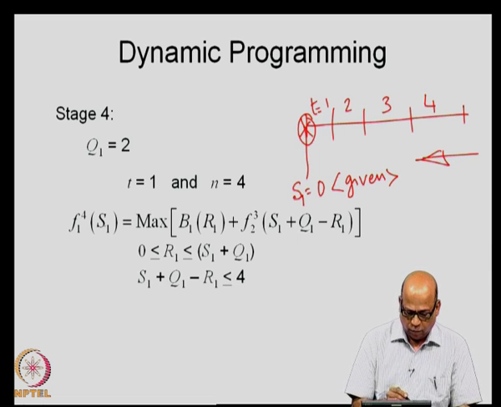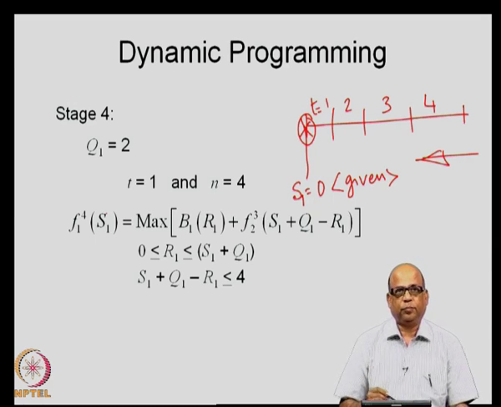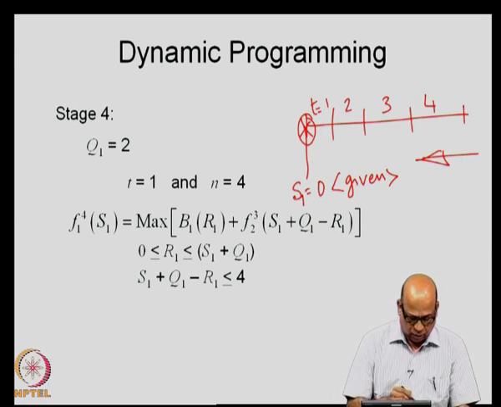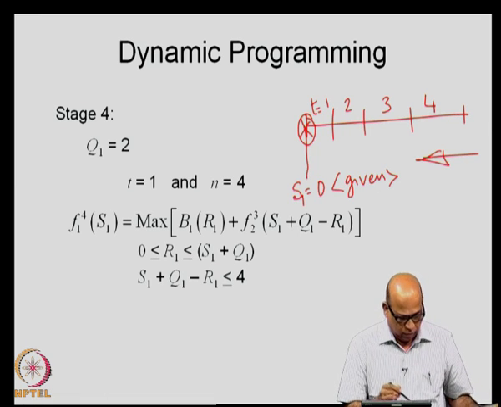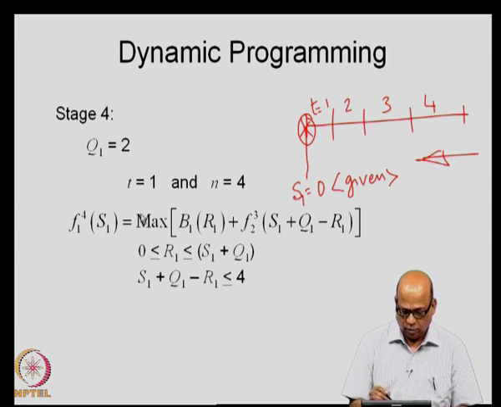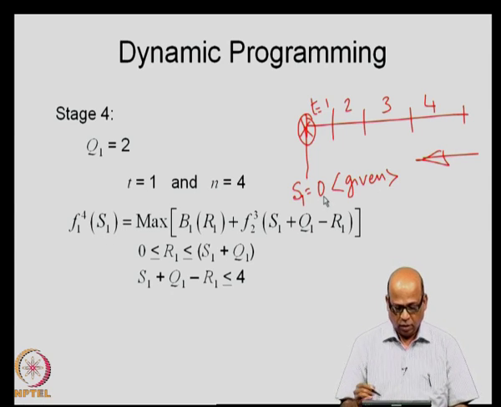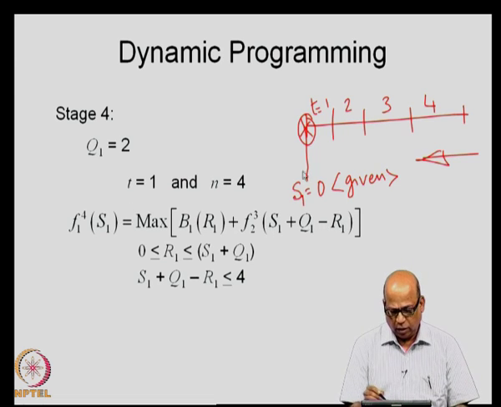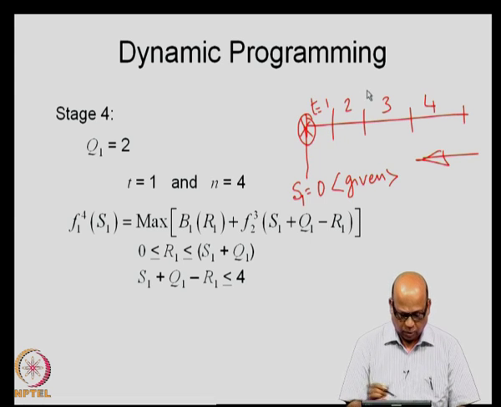So, you solve for S1 equal to 0 because that is given. S1 will not take on any other values, unlike your S2, S3, S4 etc. It will take on only one value, namely S1 equal to 0, and all other conditions remain the same. B1 of R1, which is the immediate return from time period 1, and S1 plus Q1 minus R1 will define the storage at the beginning of time period 2, and we have already solved for that particular stage.